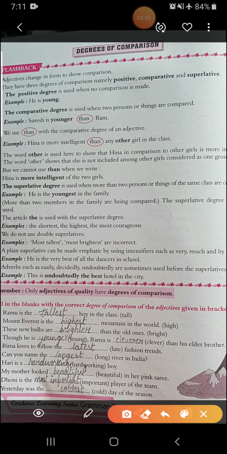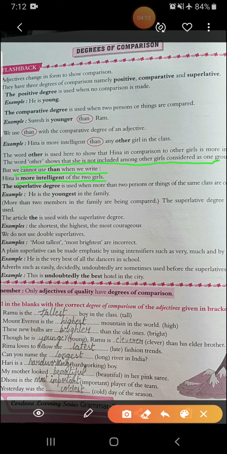The word other shows that she is not included among the other girls considered as one group. So we are doing comparison between Hina and the rest of the girls, and that rest of the girls is taken as one group. So again the comparison is done between two only. Now see the next thing. But we cannot use than when we write Hina is more intelligent of the other girls. If we are writing in this way, we can't use than.